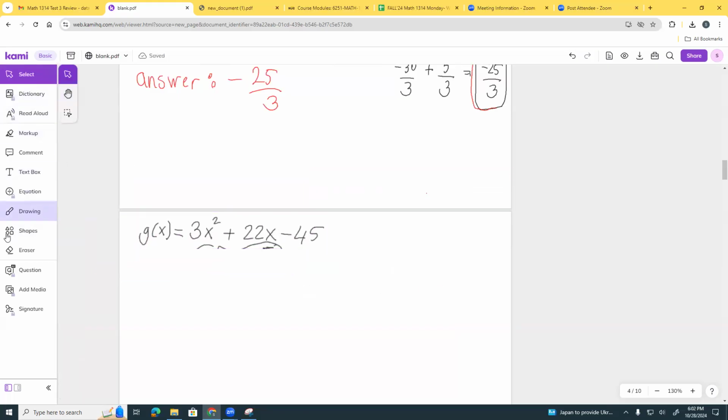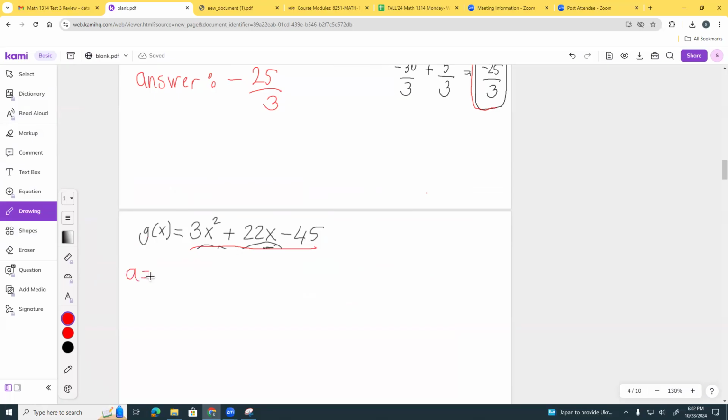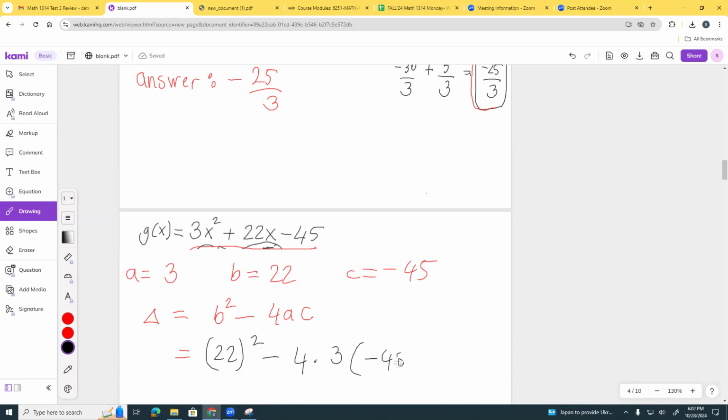Okay. Ellen, you want to help me? What's the first thing you have to find out here? A is 3, B is 22, C is negative 45. And you're right about delta. What's the formula for delta? B squared minus 4AC. So here, what number is B? We're going to have to square the 22. And then 4 times A is 3, C is negative 45.